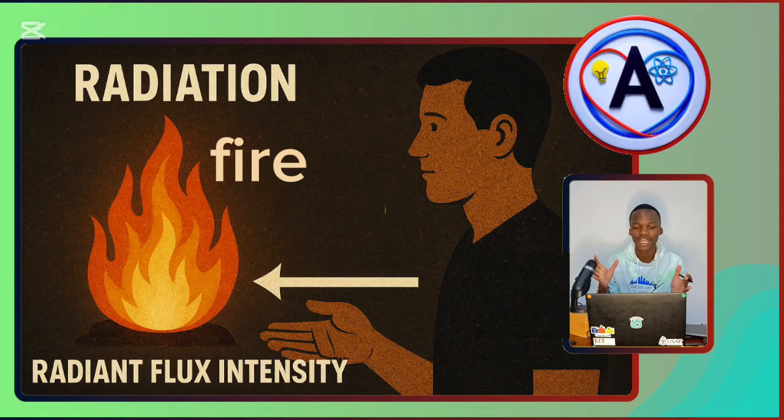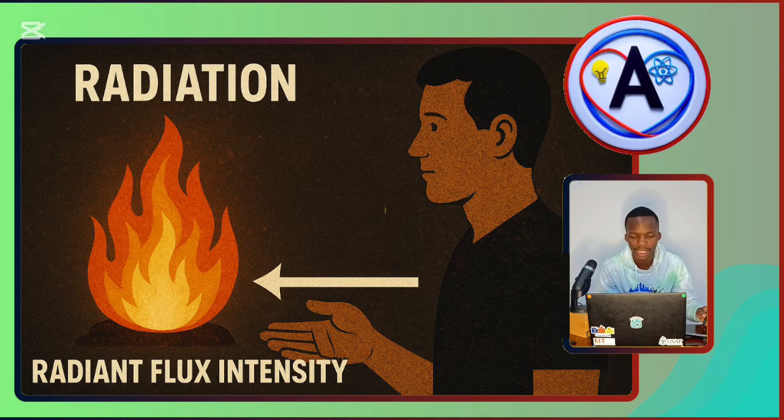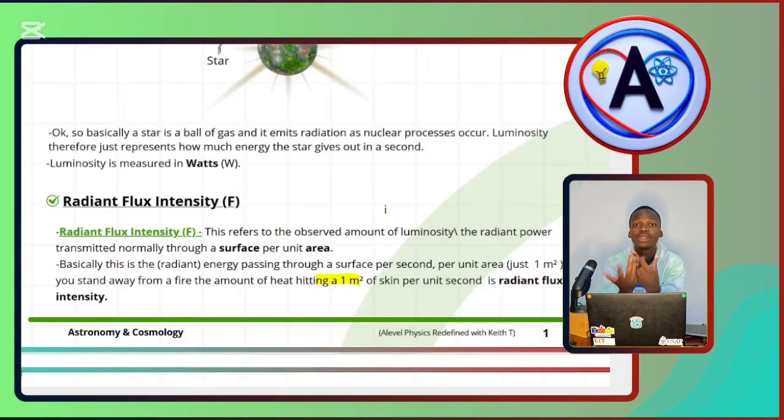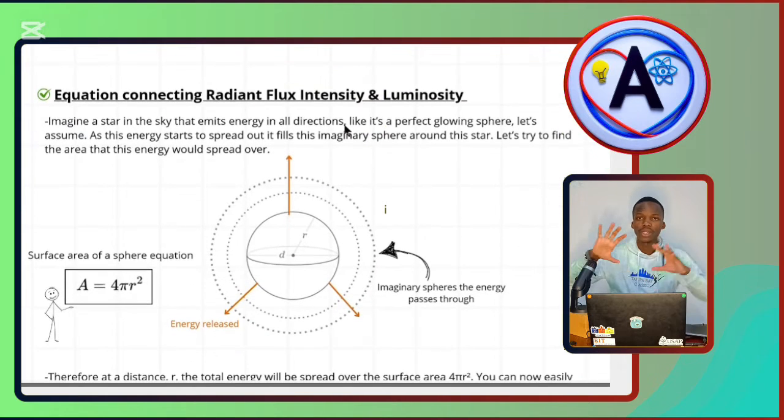Okay, so assume you have a fire, and you put it over there. The amount of heat that is hitting a square meter of skin is going to be radiant flux intensity. So the amount of energy hitting 1 square meter of skin per second is what we refer to as radiant flux intensity. Why is this important? Because if you can measure that, you can determine the luminosity of a star if you know the surface area of the star, right? So essentially, how much energy is passing through a surface per second is what we refer to as radiant flux intensity. So we have an equation that connects the two, radiant flux intensity and luminosity.